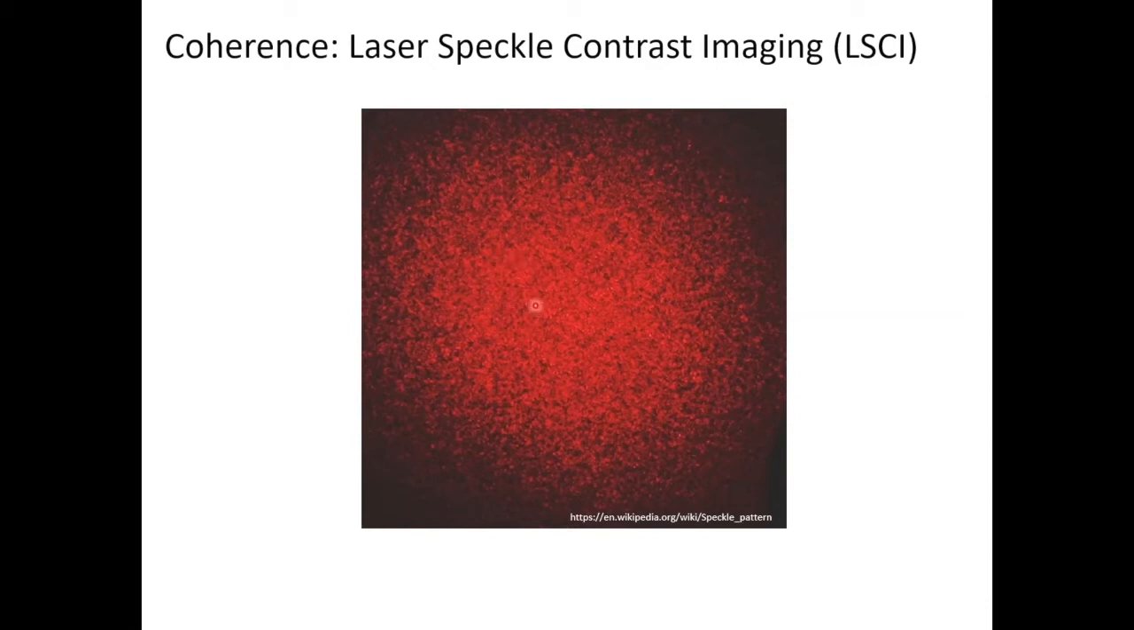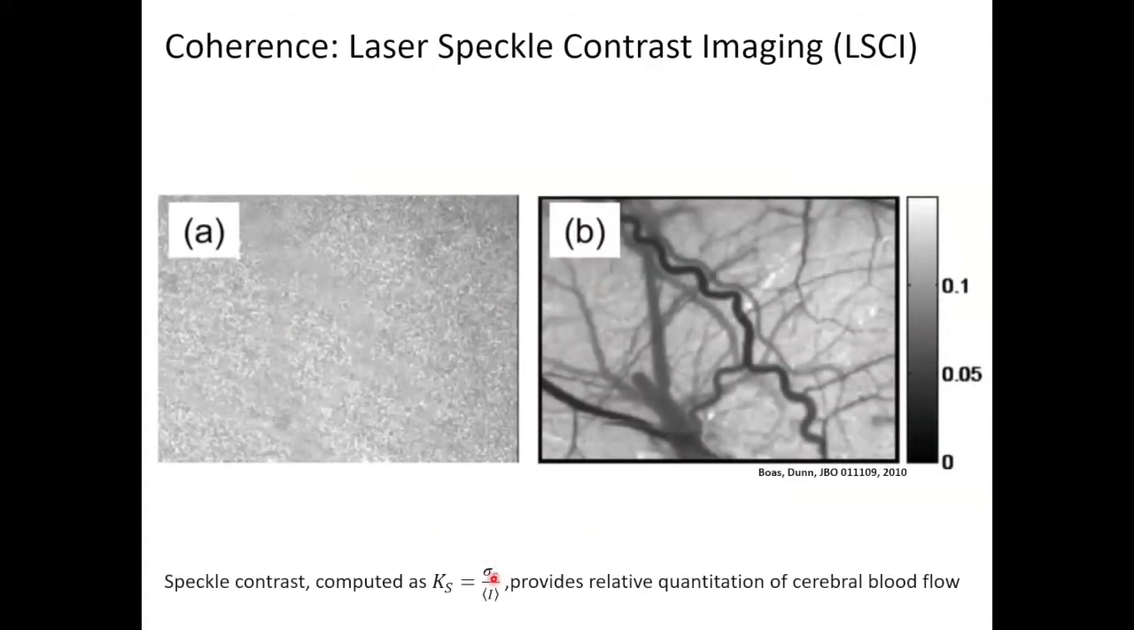It actually turns out to be very useful if you illuminate a coherent light source onto a biological sample with moving scatterers underneath, because what you get is a variation in the speckle. You get fluctuations in the intensity of individual pixels here, because they interact with scatterers that are moving within the tissue. In essence, if you compute a metric called speckle contrast, which is formulated down here, you can get a nice relative image of the moving scatterers within the tissue.